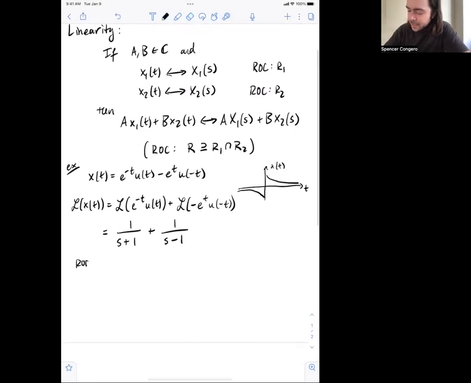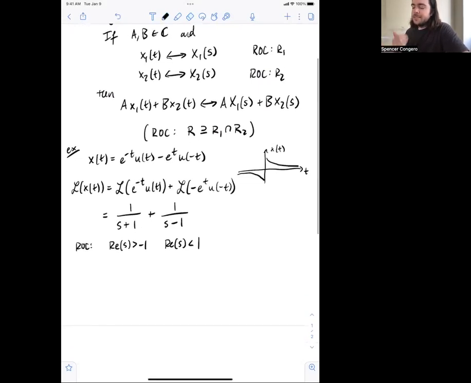And we can also look at the ROC. The ROC here, this is our right-sided function. And so it was when the real part of s was greater than that pole, s equals negative 1. And here, this was our left-sided function, anti-causal. So this is when the real part of s was less than the pole here, which is 1. And you can look back in your notes, we went over these properties. I'm just using that information.